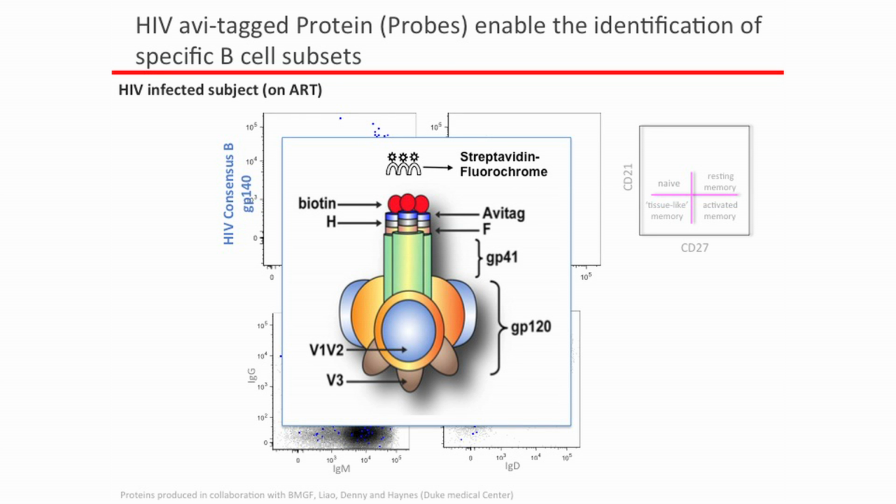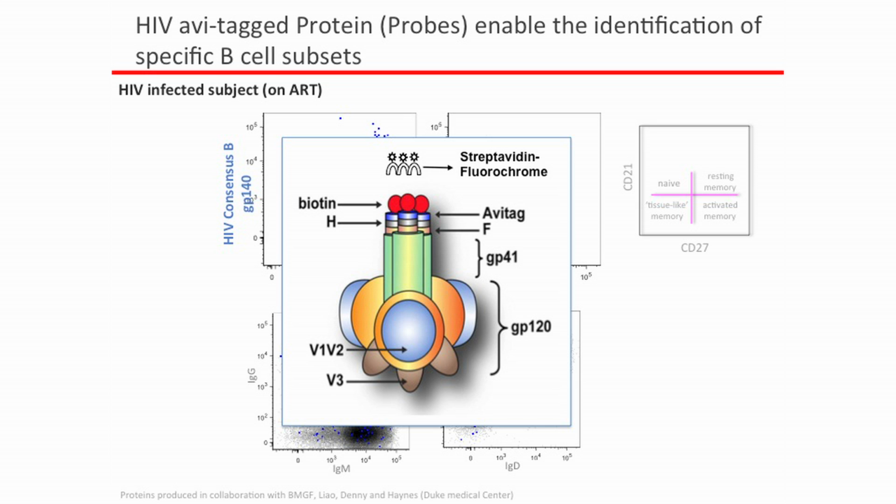This is a schematic, again, I pinched this one from Susan. This is a schematic of a GP140, and the trick here is that we make all our proteins with an avi-tag, so we can then directly conjugate these via streptavidin to a fluorochrome. We can do this for GP120, we've got constructs for GP41, we've got scaffolded constructs for V1, V2 of different clades, and now we're also getting scaffolded constructs of V3. So this is a very powerful technique.